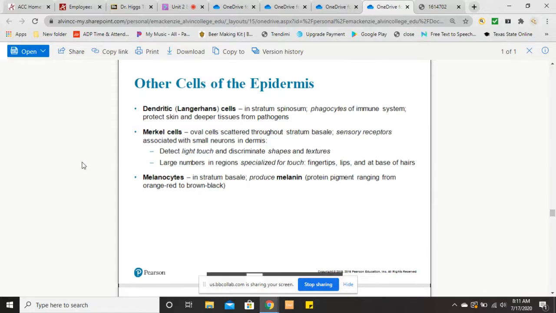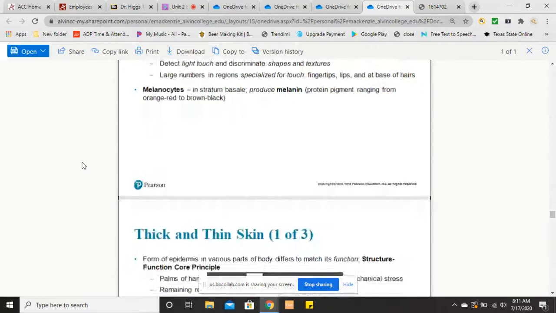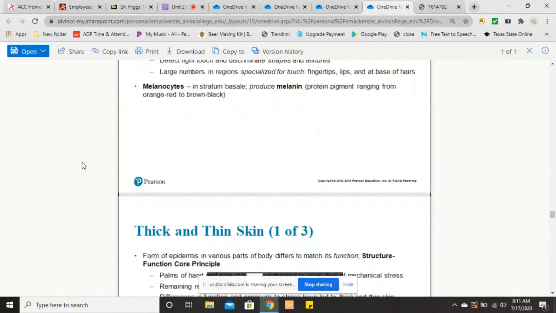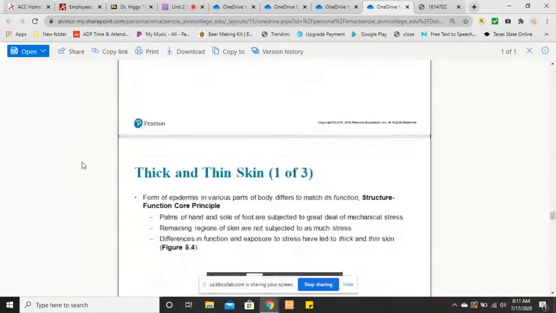It ranges anywhere from orangey red all the way to brown, black. The more of it you have, the darker brownish to black that you are. All right. But it does exist in this broader range. So everybody, as long as you're not an albino, has melanin to a certain extent. And we'll talk about that in the exam review.